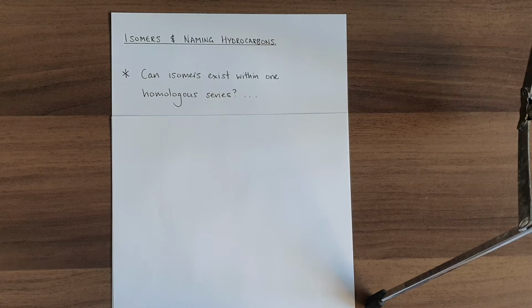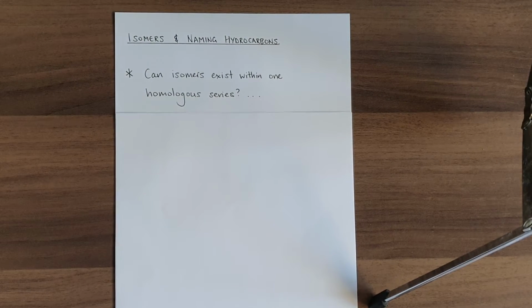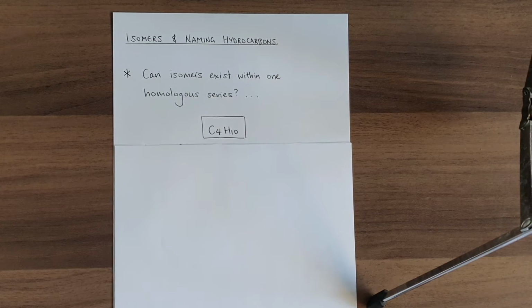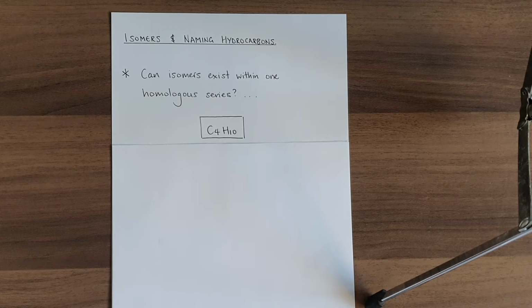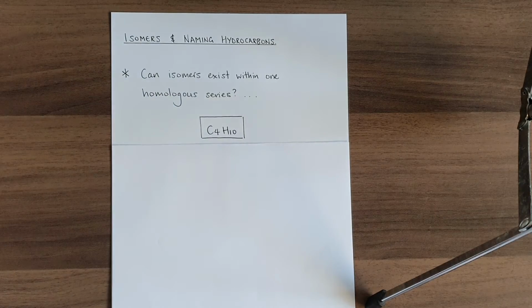So do I need to go between different homologous series, or can I choose one, for example the alkanes, and find isomers within that homologous series on its own? Well, let's start with a simple molecular formula. Let's just go with an alkane, and let's look at C4H10. So without this being named, what can we infer from this molecular formula? Well, we know it has 4 carbons and 10 hydrogens. That's what the molecular formula tells me. But other than that, it doesn't really tell me too much.